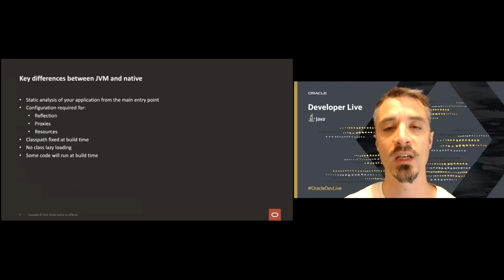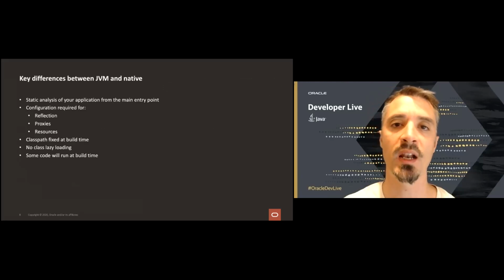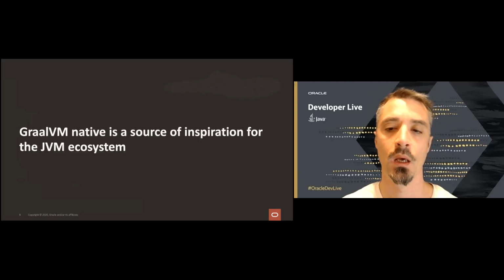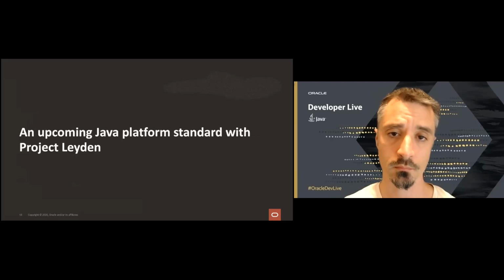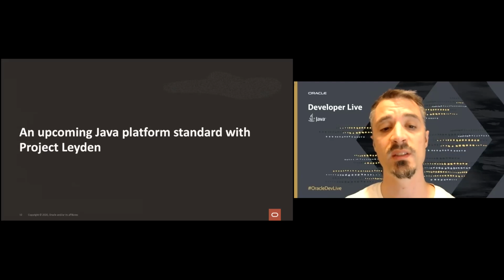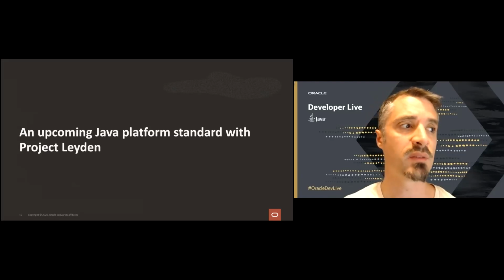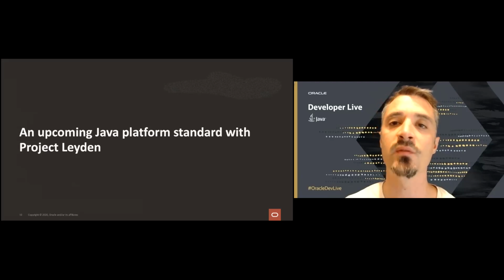There is also some code that will be run at build time. Some classes can optionally be configured to be initialized at build time as an optimization. I think GraalVM native is a source of inspiration for the whole JVM ecosystem, and also for the Java platform itself. There is Project Leiden that has been recently announced by Oracle. It's a different project from GraalVM, but it will bring this kind of ahead-of-time native compilation to the Java platform and to the JDK.